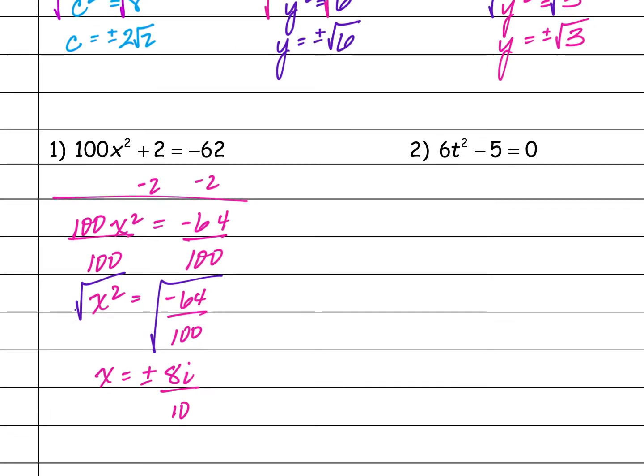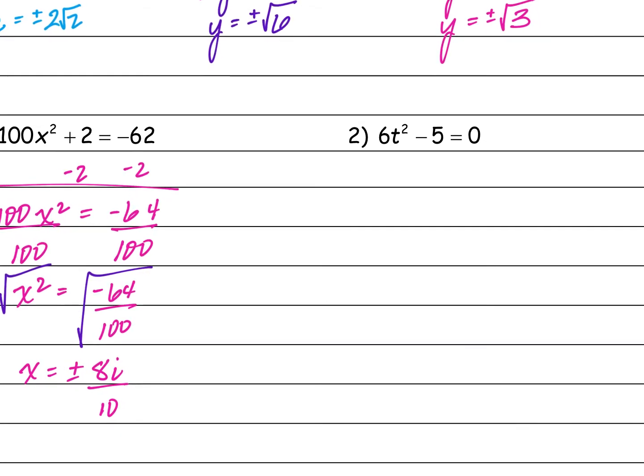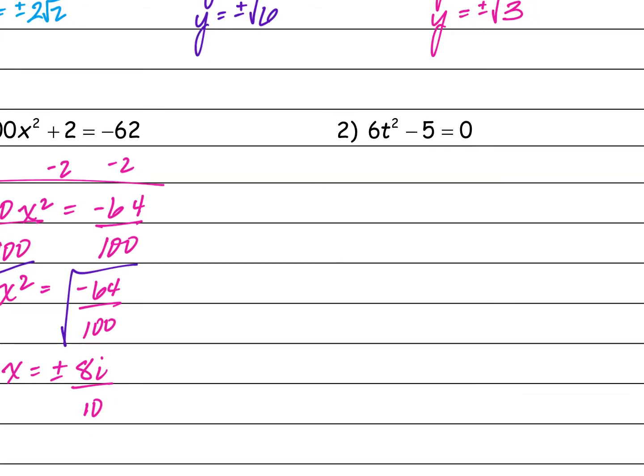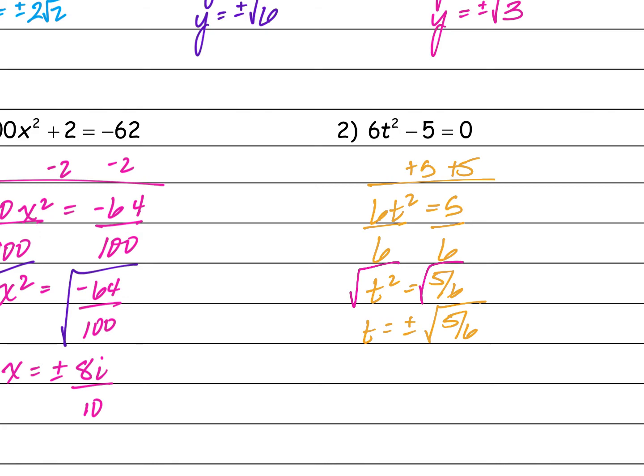And then if we go to number 2, let's see. So I'm going to add 5 and get 6t squared equals 5. Divide by 6. t squared equals 5/6. Square root. t is going to equal plus or minus the square root of 5/6.